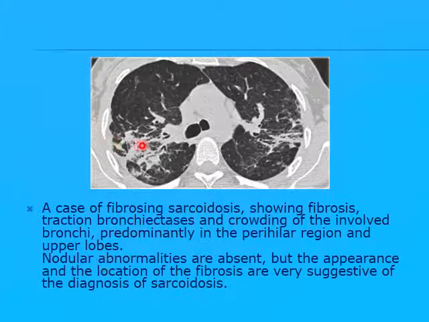This is an example of sarcoidosis. As you see, there are fibrotic changes involving the posterior aspects of the upper lobes with traction bronchiectasis. As these fibrotic masses are followed up, they migrate toward the hilum, leaving areas of emphysematous changes.